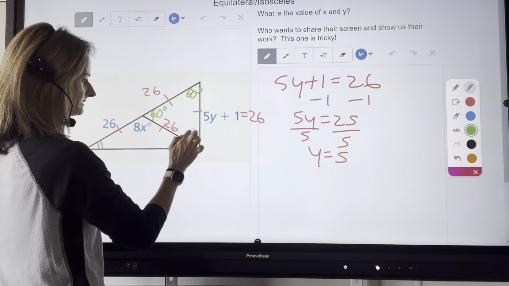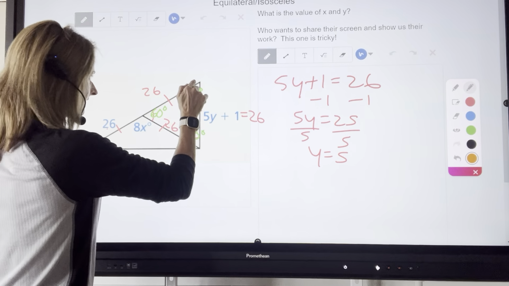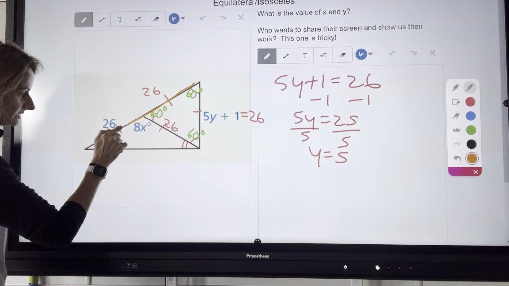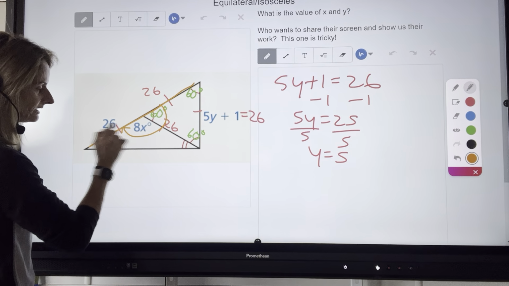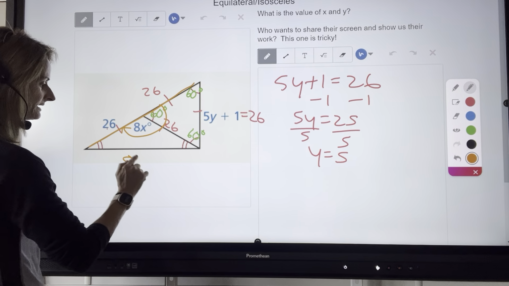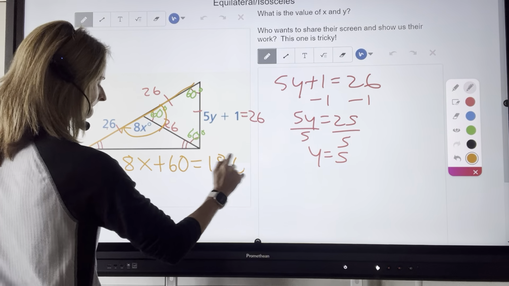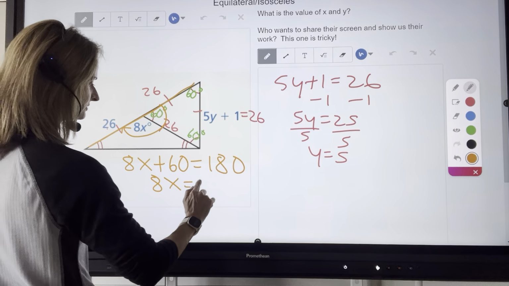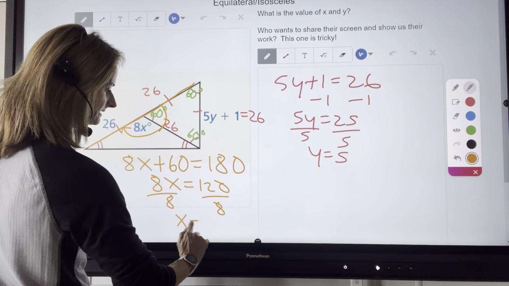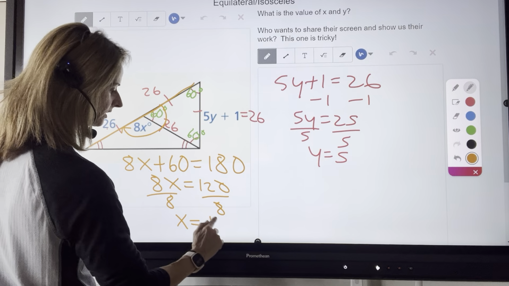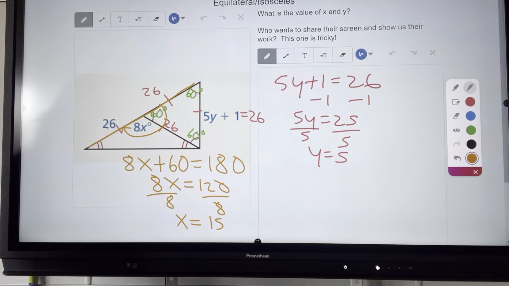Now, there's a lot going on in this problem. This is a straight line, which makes these 2 angles add up to 180. So 8x plus 60 adds up to 180. That means 8x is 120. Divide by 8, divide by 8. 8 goes into 12 once, with 4 left, and 8 goes into 40, 5. I'm getting a value of x is 15.